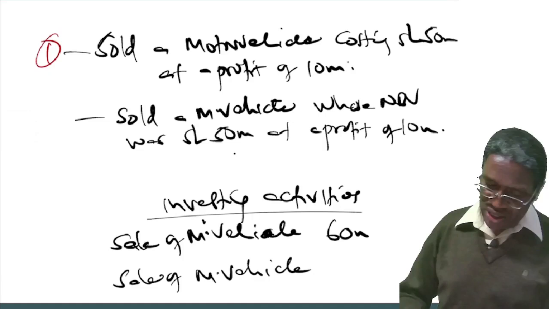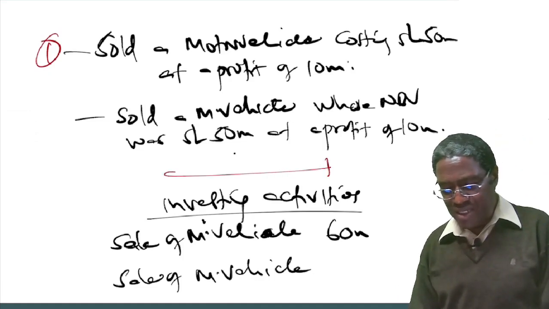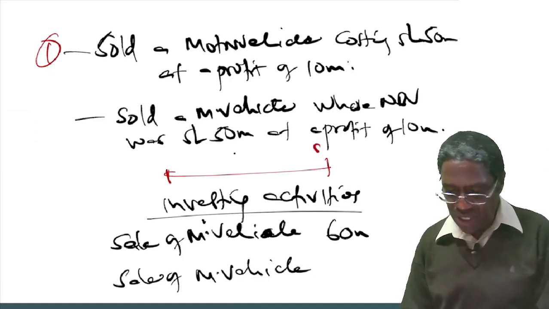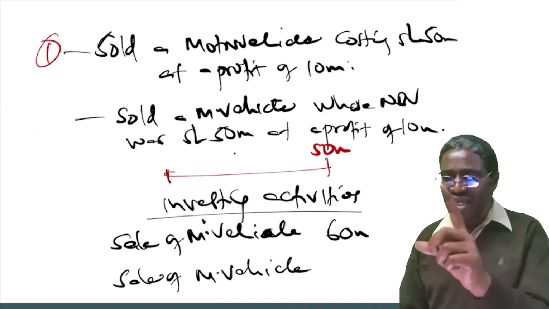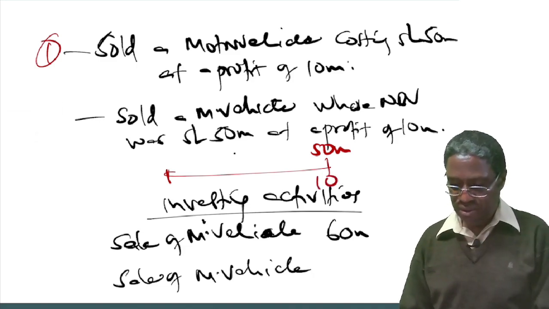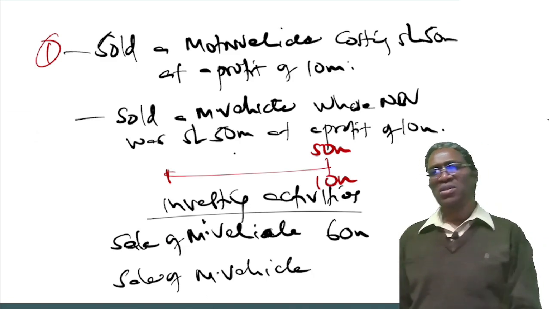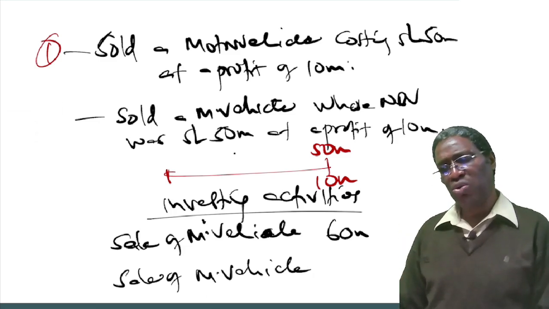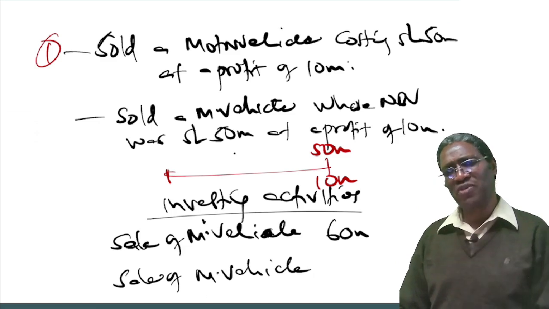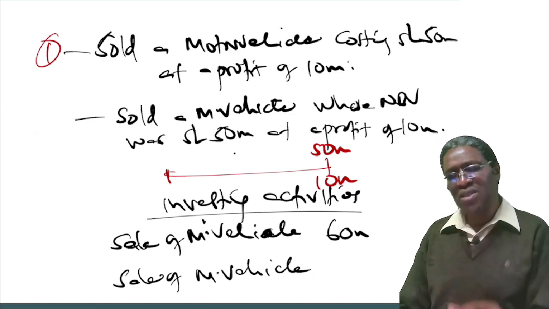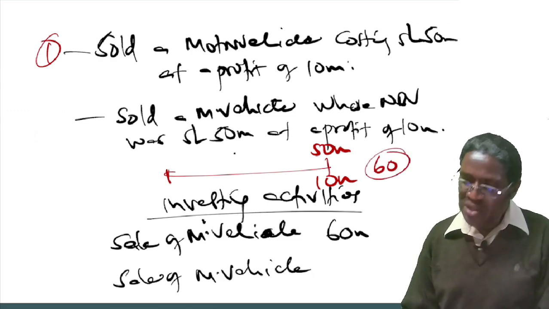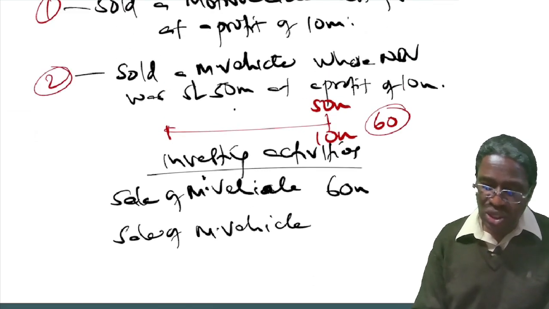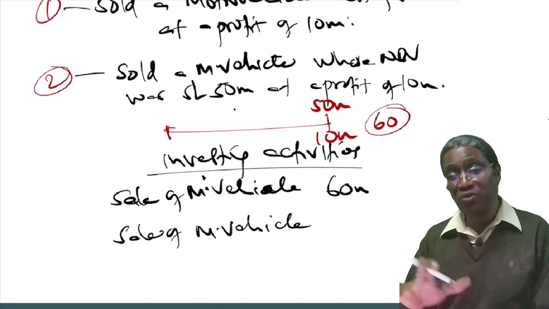This second one, let me give the interpretation. We are selling an asset whose net book value is 50 million here, and we are selling it at a profit of 10 million. So for the second one, it is now possible to know how much I sold it for. Because if I sold it at a time when the book value was 50 and I made a profit of 10, then I must have sold it for 60. It is the second transaction where you could tell how much you sold the motor vehicle for.